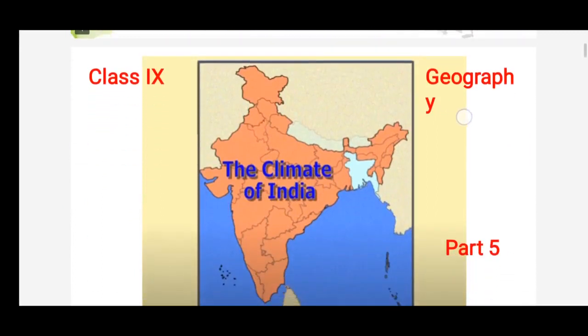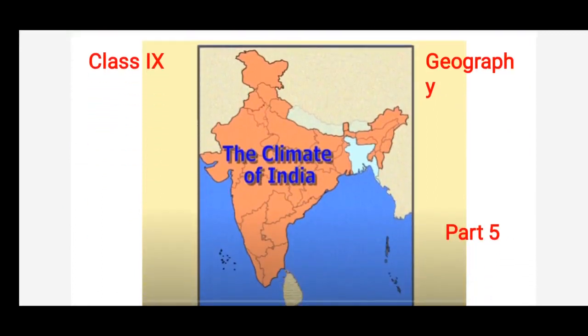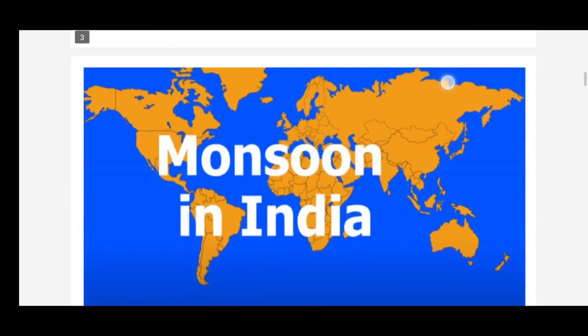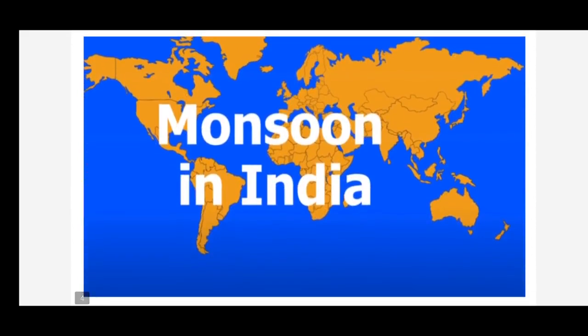We are discussing the climate chapter in the geography class. In the previous class, we discussed the elements of the climate and also the six climatic controls. In today's class, we are discussing the mechanism of monsoons. It is nothing but the monsoons in India. It means how the monsoons develop in India.